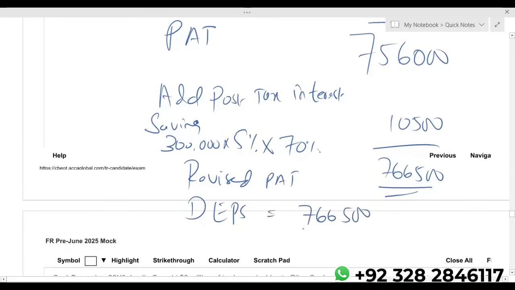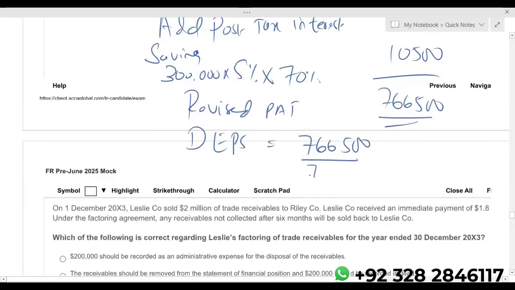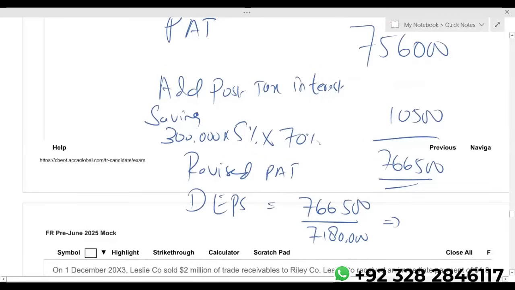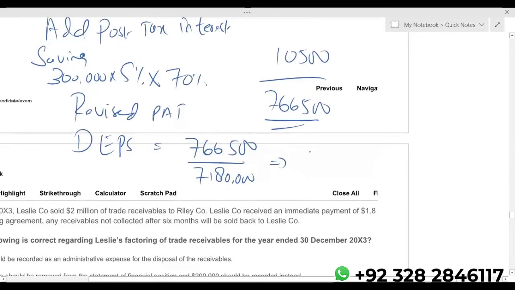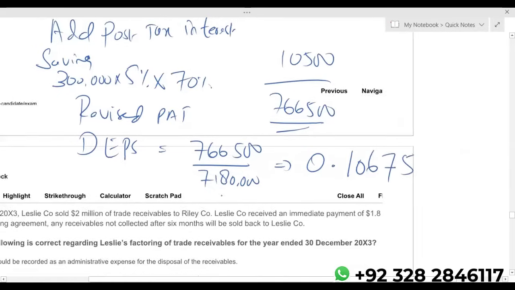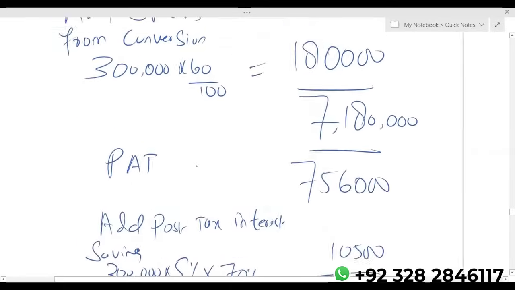Revised profit after tax divided by the weighted average shares, 7,180,000. Let's see what we are getting. Students, 7,56,000 plus 10,500 divided by 7,180,000. I'm getting 0.10675. Now let's see. If you don't get the same answer, go to the nearest one.